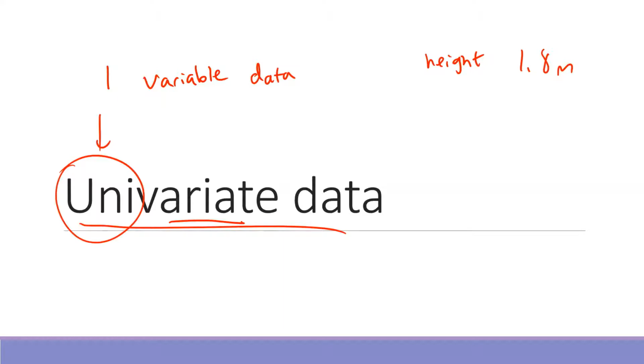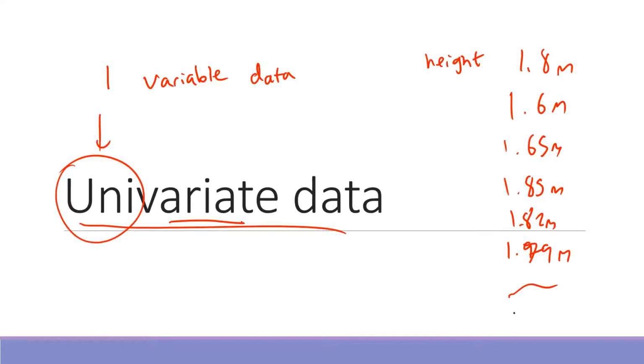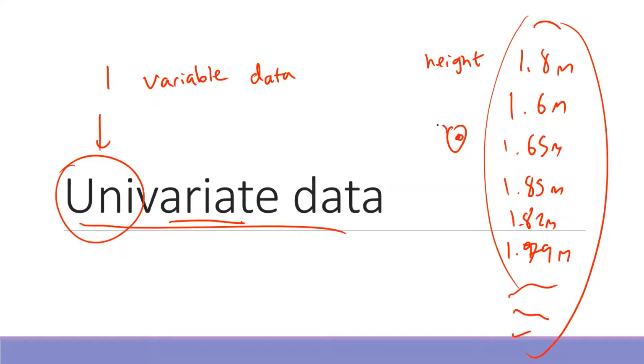But the power of this is, yes, sure, we're only measuring one variable, but we are measuring one variable for a lot of different people. 1.6 meters, 1.65 meters, 1.85 meters, 1.82 meters, 1.79 meters. And what we want to do is say, if I get a bunch of different values, how can I analyze this? How can I break that down into something that makes sense? How can I start to understand that list of numbers? And that's what our job is going to be.